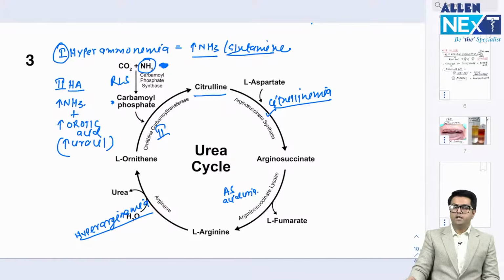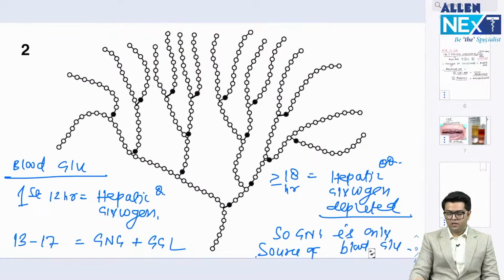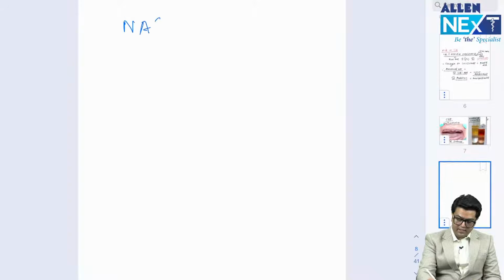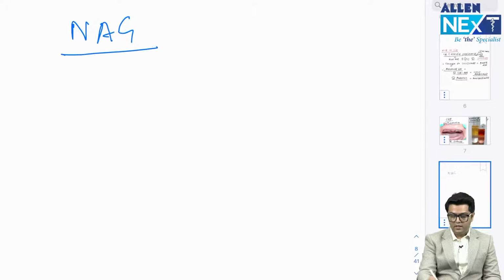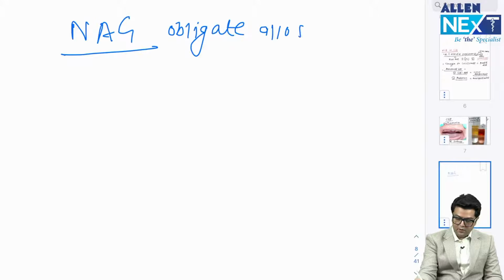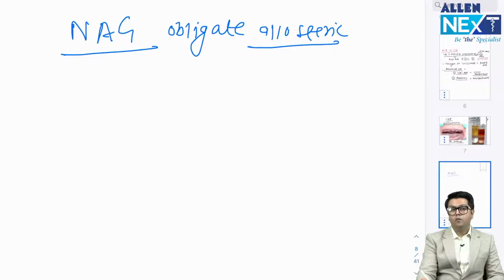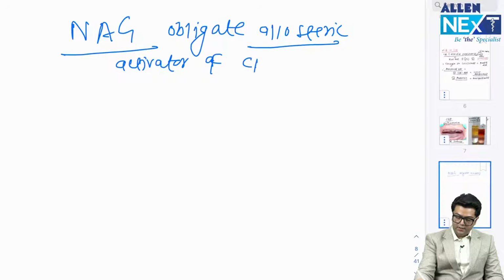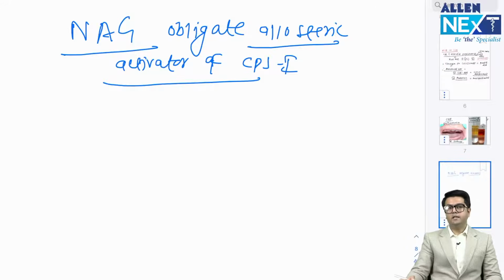Otherwise, guys, what is the rate limiting step of the urea cycle? It is the CPS1, right? And what is the activator of CPS1? That is also called the obligate allosteric activator of the CPS1. So that is called N-acetyl glutamate. N-acetyl glutamate is the obligate allosteric activator of the CPS1, a phrase that you should know. Obligate means there is no activity without the presence of N-acetyl glutamate, that is NAG.